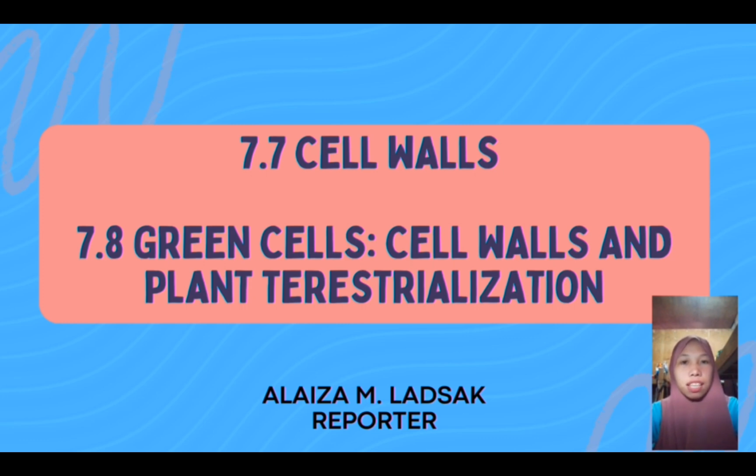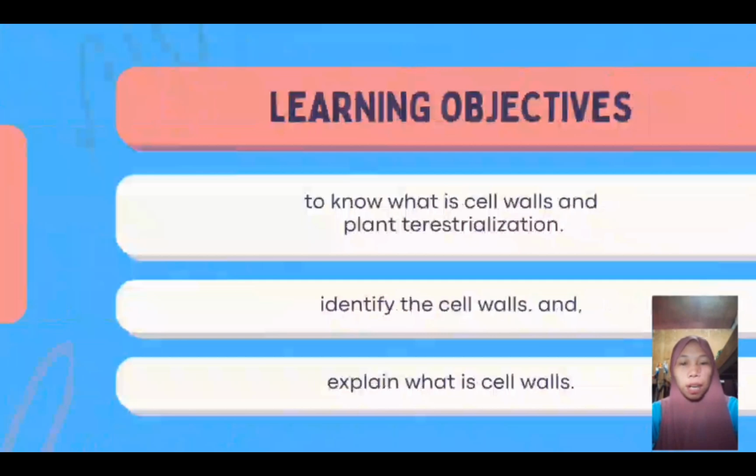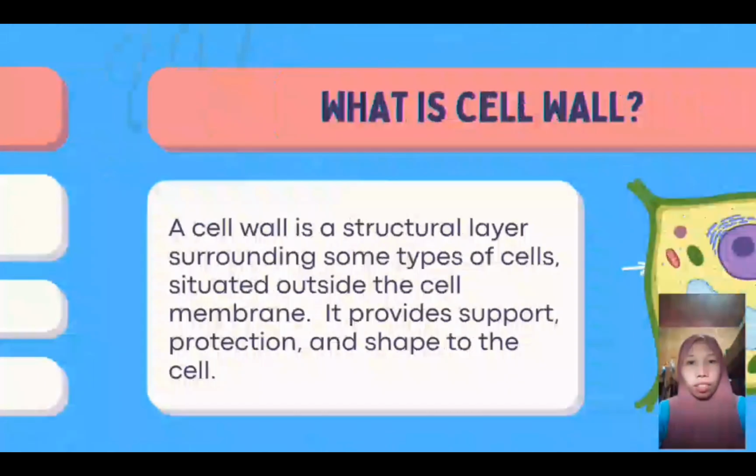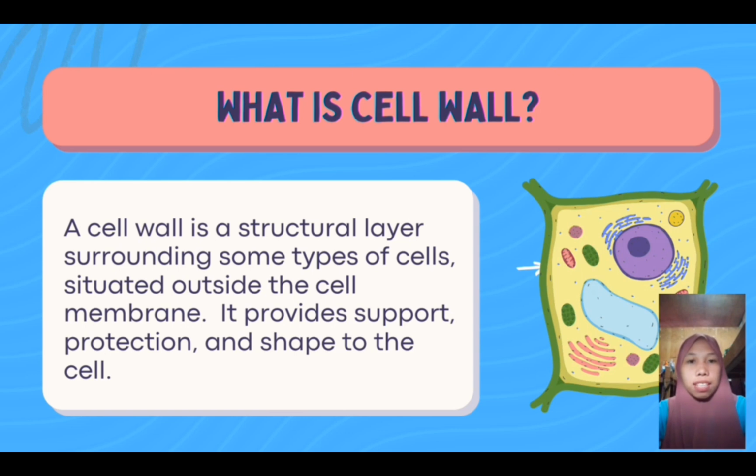And my topic is cell walls and green cells, cell walls and plant terrestrialization. So our learning objectives: to know what cell walls and plant terrestrialization are, identify the cell walls, and explain what is cell walls. So first, what is cell wall?